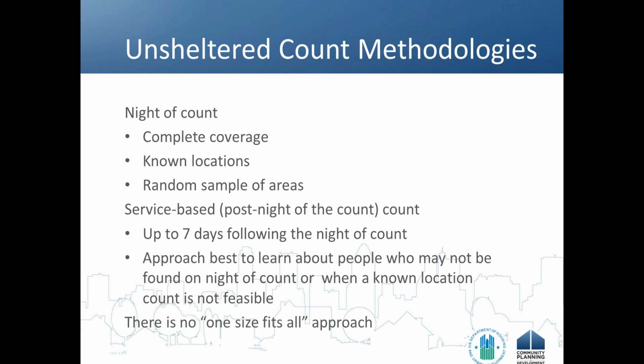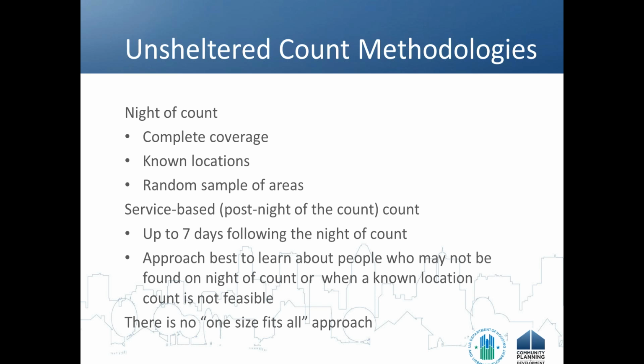A few things for the service-based count. Certainly we're trying to make sure you do that only if you need to, right? If that's the way to reach an audience you wouldn't otherwise reach, that are unsheltered, we certainly encourage it. But we do have a time limitation, and this actually applies to both the night of the count approach and the service-based approach, which is you can't count more than 7 days after the designated night. So again, if you chose January 23rd, your count should not extend past January 30th.